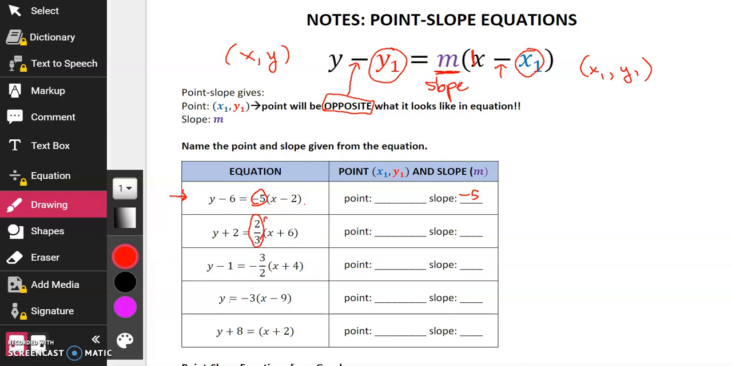2/3 is in that m spot here, so our slope on the second one is 2/3. On the third one, do you know it? -3/2. That's the m spot. Fourth one, -3 is our slope.